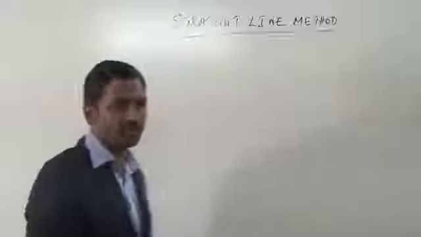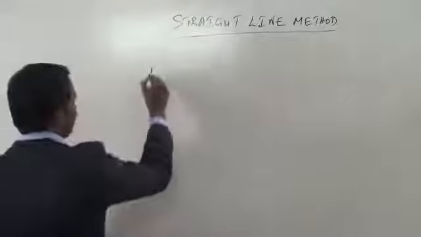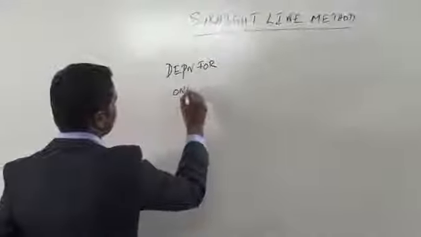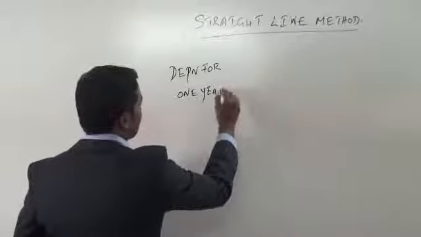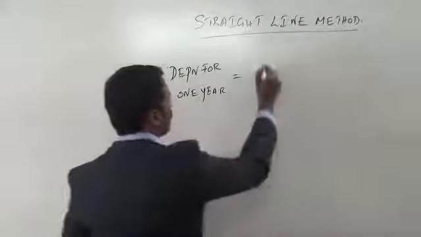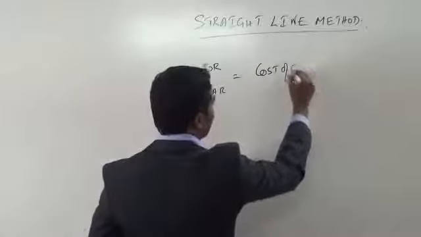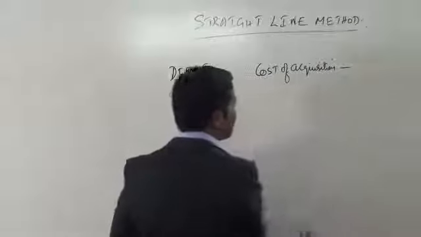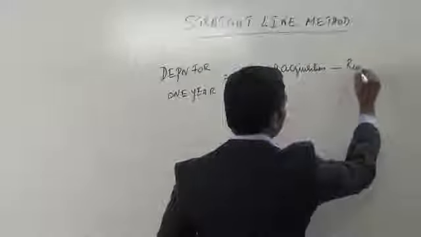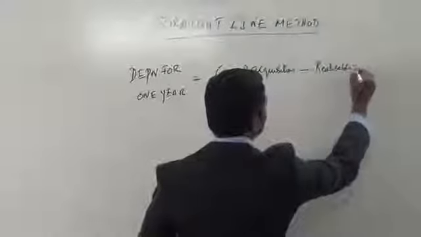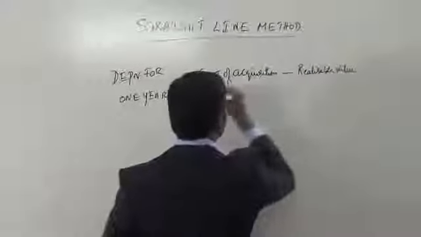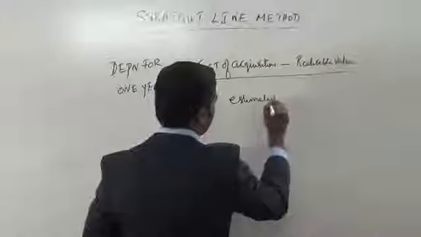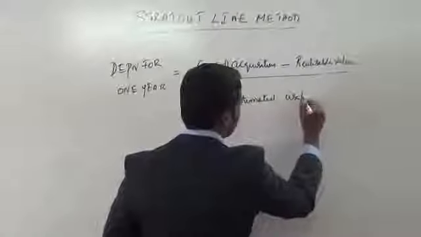I'll just note down the formula here on the board and we'll discuss it once again. Depreciation for 1 year is equal to cost of acquisition minus realizable value, divided by estimated useful life.